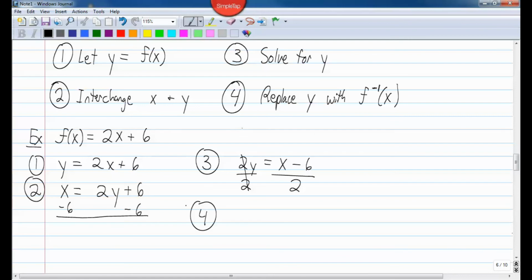Step 4 is, now that I've solved for y, I can write f inverse of x equals x minus 6 over 2. So once you solve for y, or get y by itself, then you have the inverse. So what is the inverse of f of x equals 2x plus 6? Or what is the inverse of f? x minus 6 all over 2.